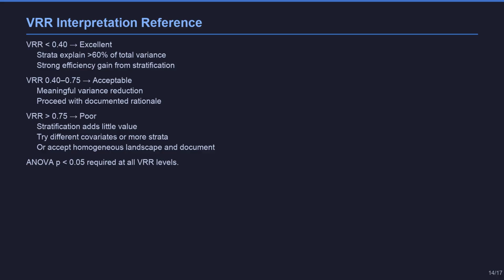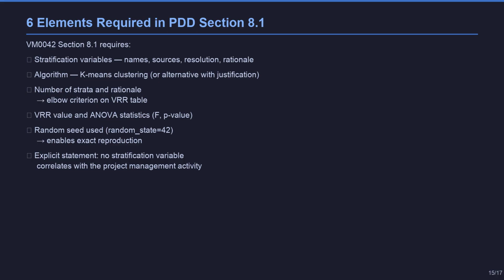At all VRR levels, the ANOVA p-value must be below 0.05 to confirm the strata are statistically distinct. An insignificant ANOVA result at any VRR means the strata are not meaningfully separated and should not be used. There are 6 elements that PDD Section 8.1 requires, and the VVB will check for all of them.